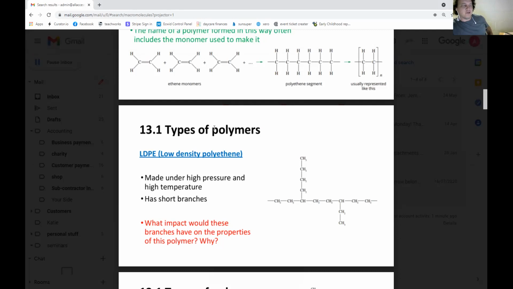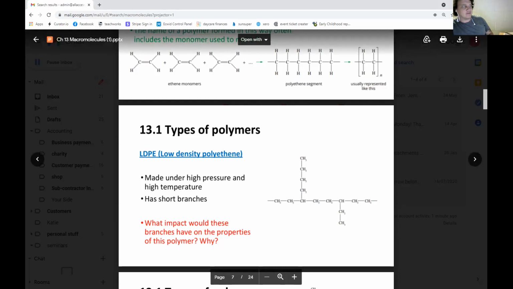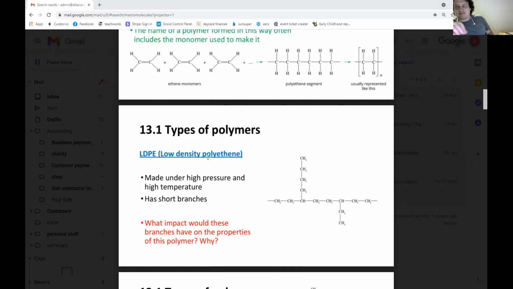So the branching will create weaker plastic. It sometimes has its place, plastic drinking water bottles, and things where you need soft flimsy plastic.